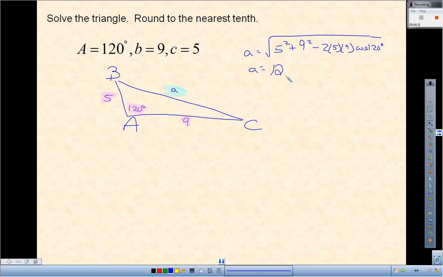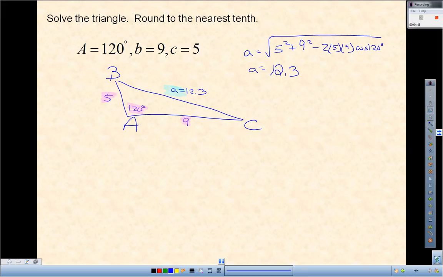And I'm going to type that in just one more time to be on the safe side. So the square root of 5 squared plus 9 squared minus 2 times 5 times 9 times cosine of 120 degrees. Yeah, that'll give me 12.3. So that's what side A is.